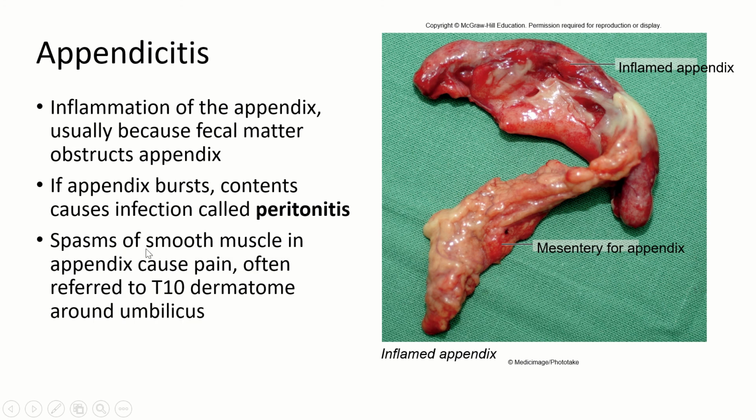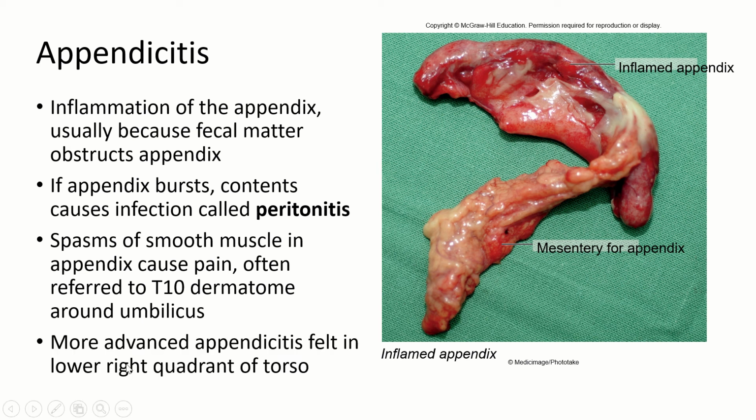The pain is from the spasms of the smooth muscle lining the walls of the appendix. It is often felt not in the lower right quadrant, but around the umbilicus, around your belly button, because it's referred pain along the T10 dermatome, which we learned about when we were learning about the spinal nerves. How cool is that? More advanced appendicitis is usually felt in the lower right quadrant.